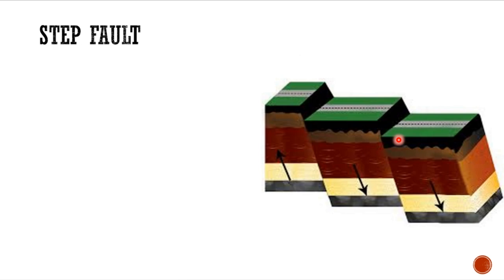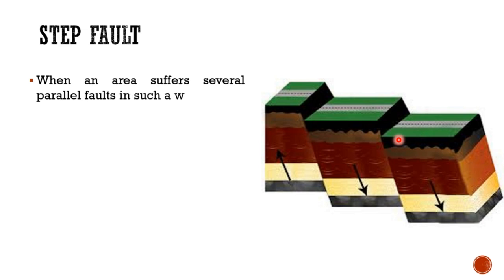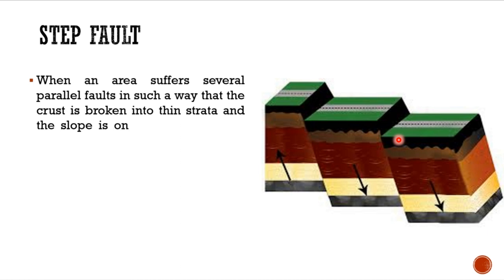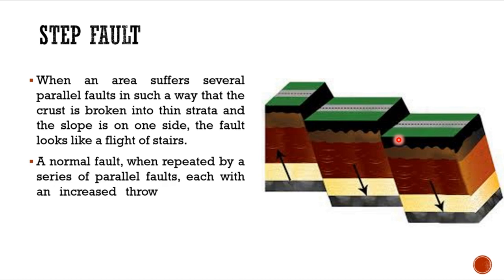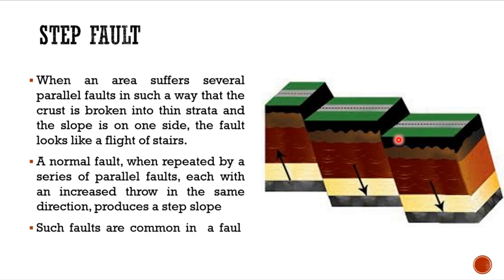Then, step fault. When an area suffers several parallel faults in such a way that the crust is broken into thin strata and the slope is on one side, the fault looks like a flight of stairs. A normal fault, when repeated by a series of parallel faults, each with an increased throw in the same direction, produces a step slope. Such faults are common in a fault block topography.